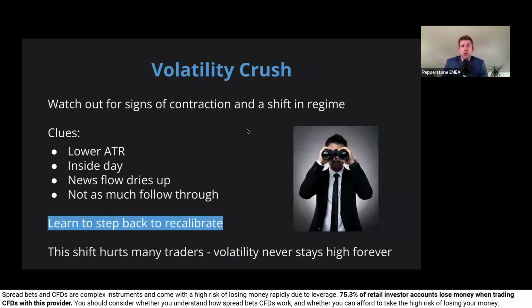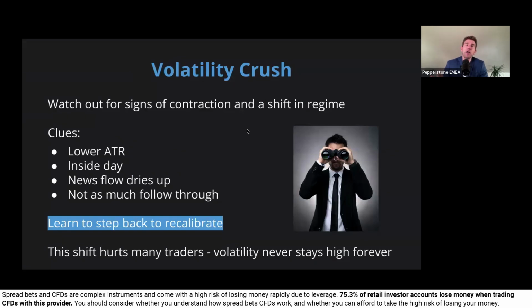The big trap door is that volatility crush. You just watch out for signs of contraction because that kills so many reasonably experienced traders. So watch out for the ATR creeping lower on you, maybe an inside day, news flow starting to dry up. You don't get the follow through as much as you normally do.